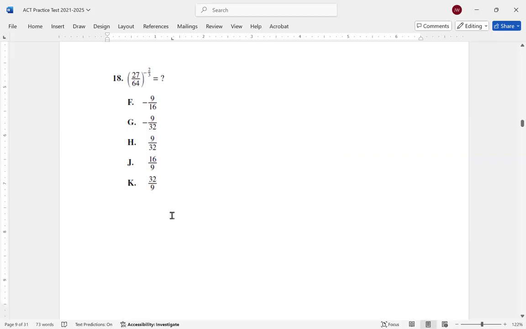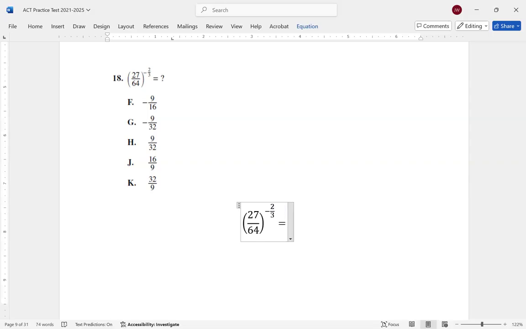Question 18. We have the fraction 27 over 64 raised to the -2/3 power. You can do this by hand. You can just plug it into your calculator if you want as well and get a fraction. That's perfectly fine. I will do this in a couple of steps. If you didn't have a calculator, this would be how you would do it.